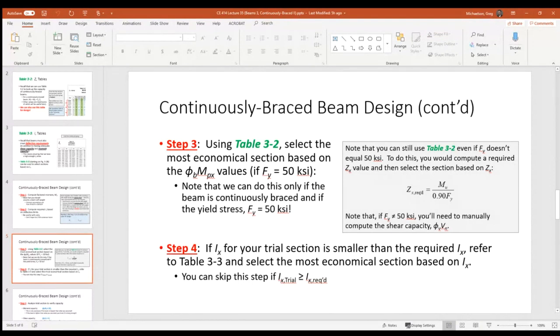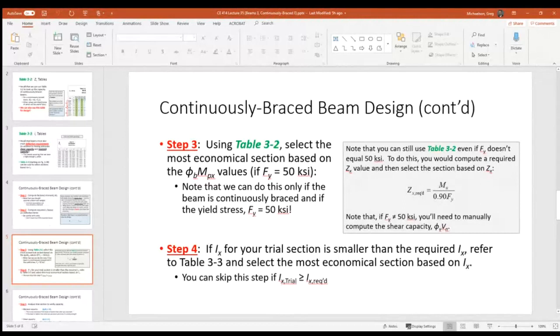Now, a while back, I said that you can use table 3.2 if Fy does not equal 50 KSI. You can use it for design too. It's just instead of looking it up based on the Phi-MP values, you look it up based on the ZX values. I'm not going to make y'all worry about that in the class. I just want you to know that you can do that. Also, if Fy is not 50 KSI, you have to compute the shear capacity. But again, shear doesn't tend to be that big of a deal anyways for buildings. For bridges, that's a different story.